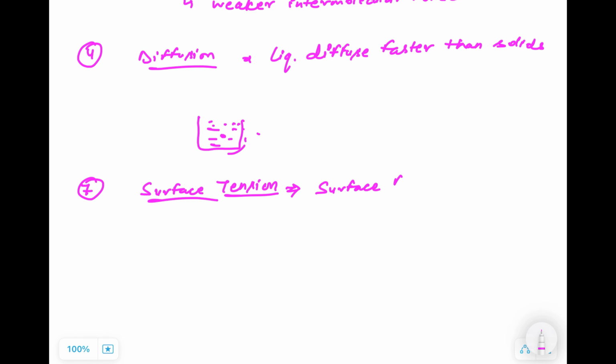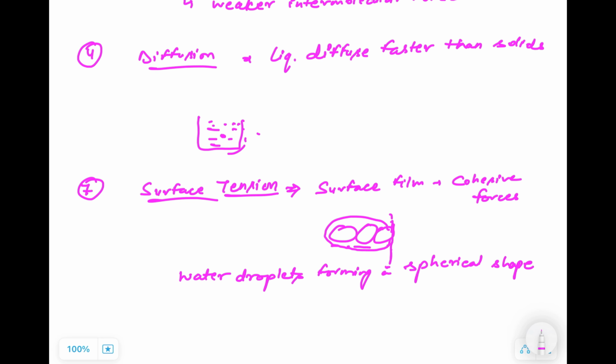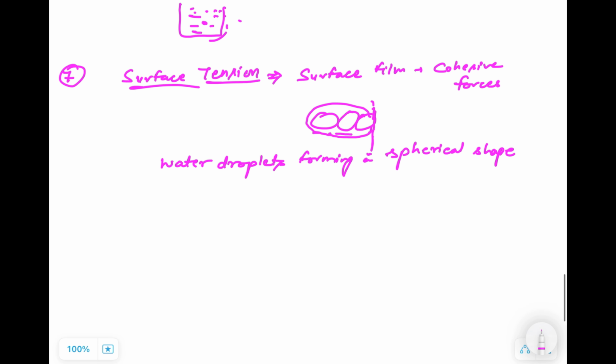Liquids have a surface film due to cohesive forces between surface particles. Particles of liquid can attach to each other and to the wall of any container. This causes phenomena like water droplets forming a spherical shape. A small insect can walk on the surface of water due to surface tension.